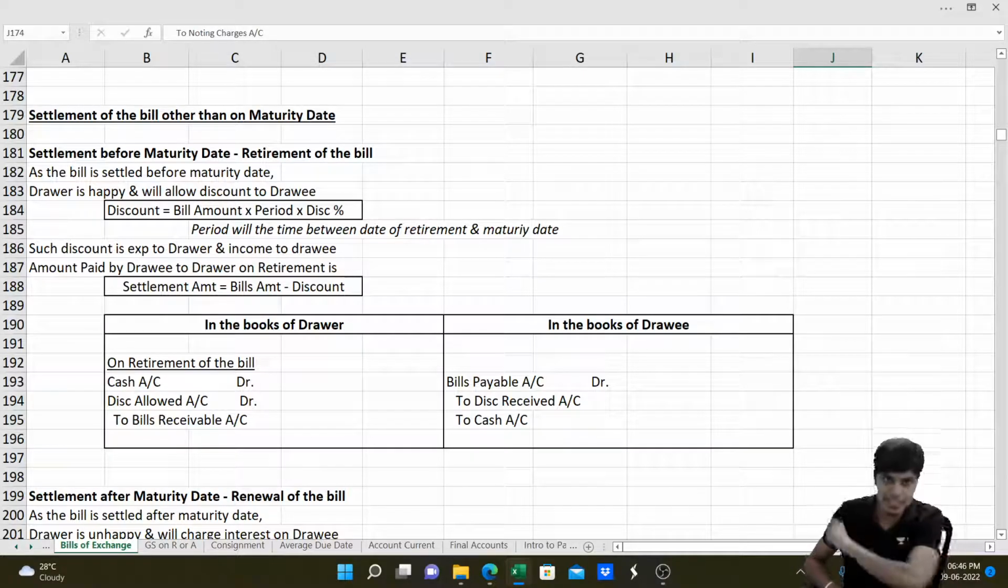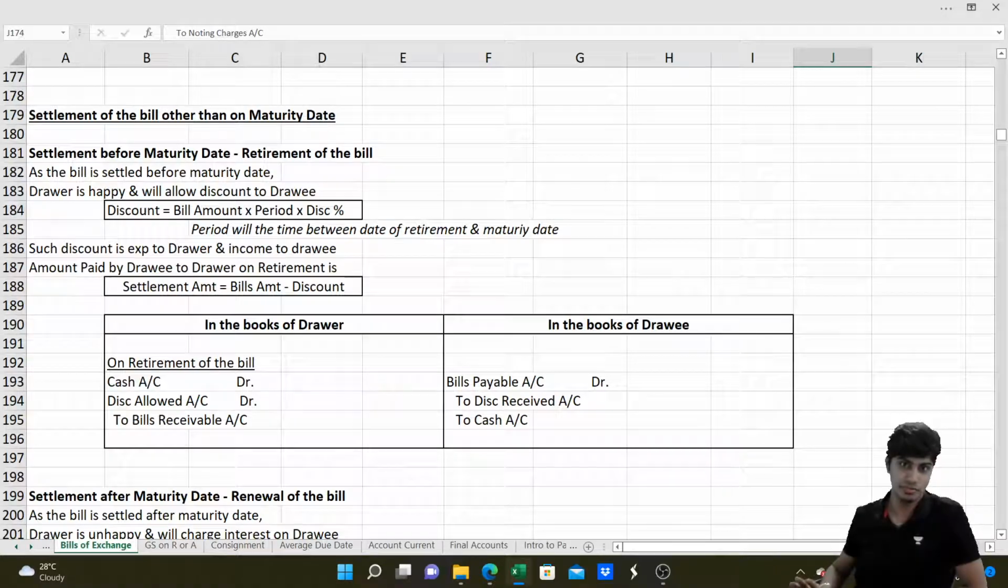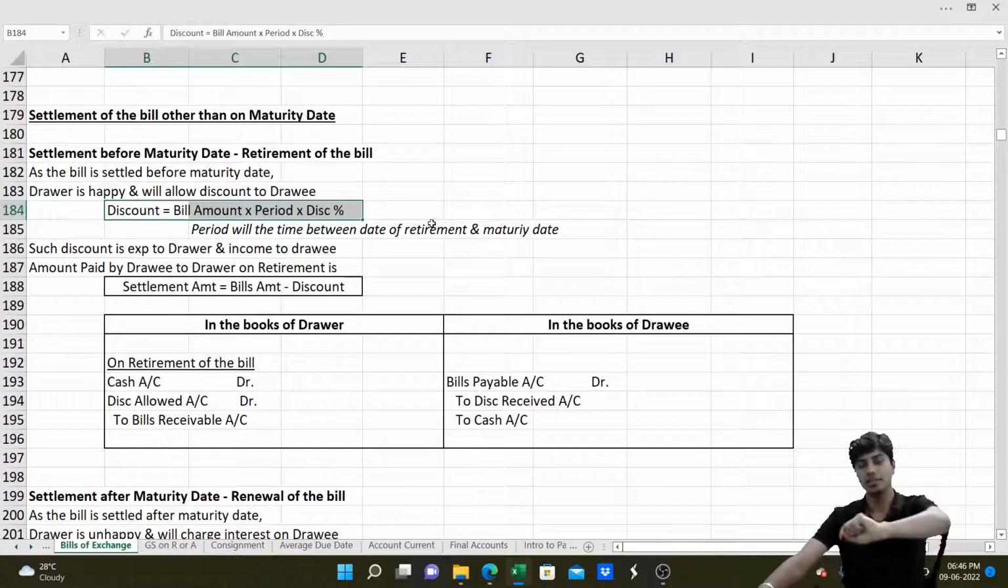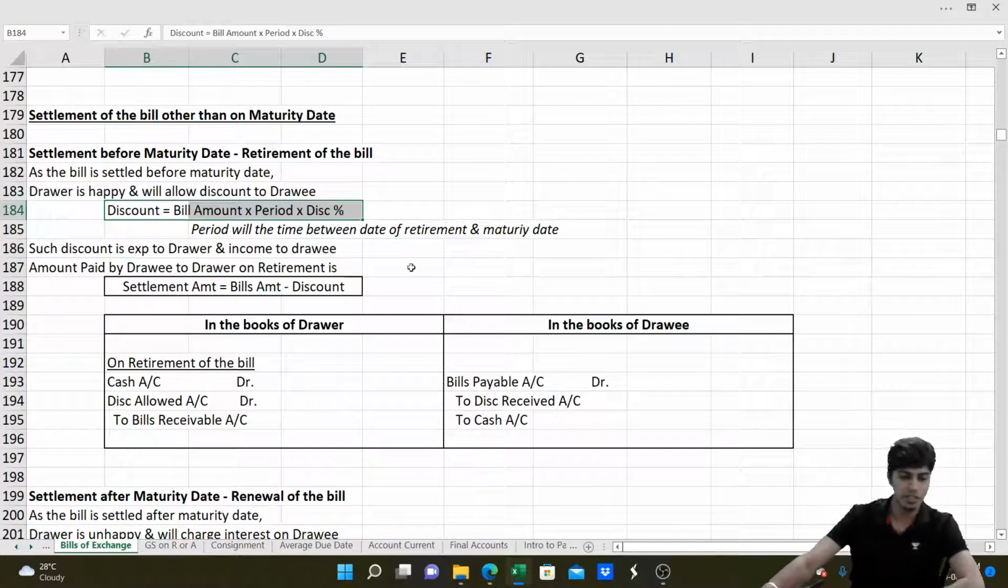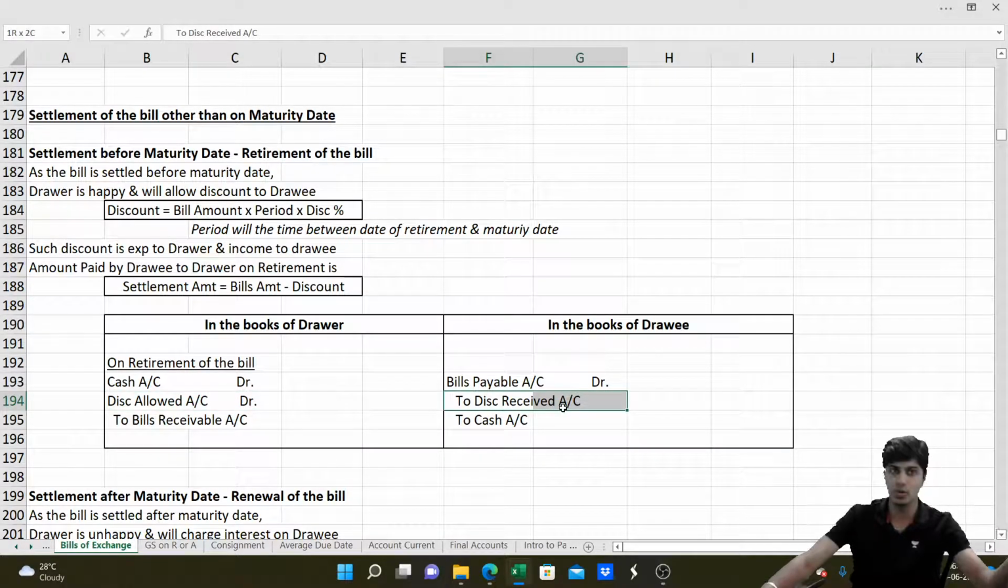It is given as a percentage of the bill amount for the period that is settling before the maturity. You get this? See, discount is computed as bill amount multiplied by period before the maturity date that is settled multiplied by discount percentage. This is expense to me, income to him. Because it is expense to me, I am going to write it to discount allowed account. Because it is income to him, he is going to credit discount received account.